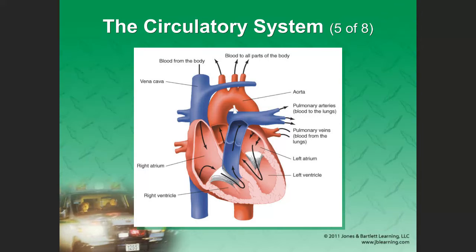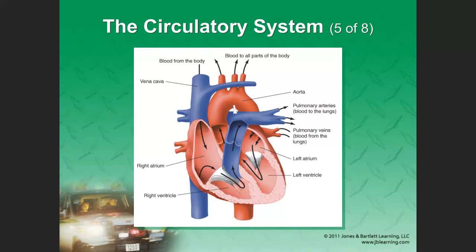All right. Now, the heart has 4 chambers. The heart is divided into a right side and a left side. The right side of the heart is responsible for receiving and distributing deoxygenated blood. That's blood that does not have a lot of oxygen present in it.